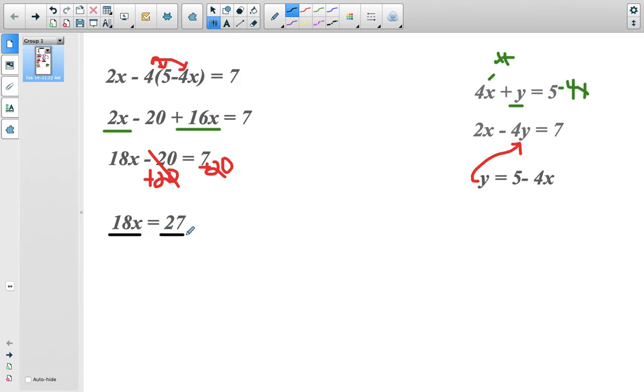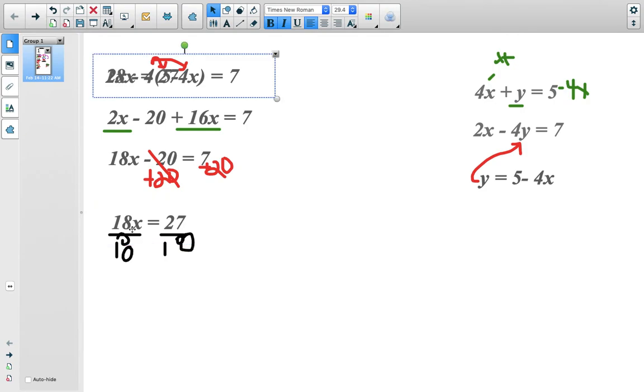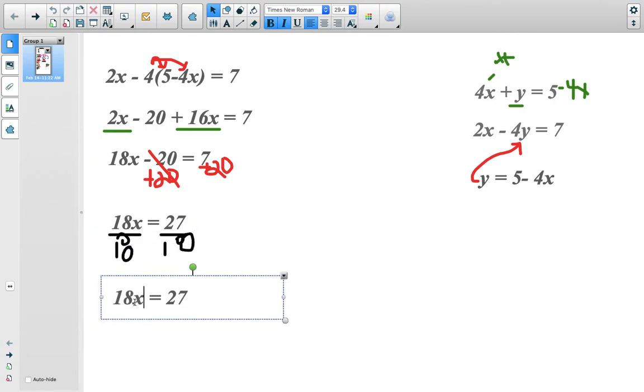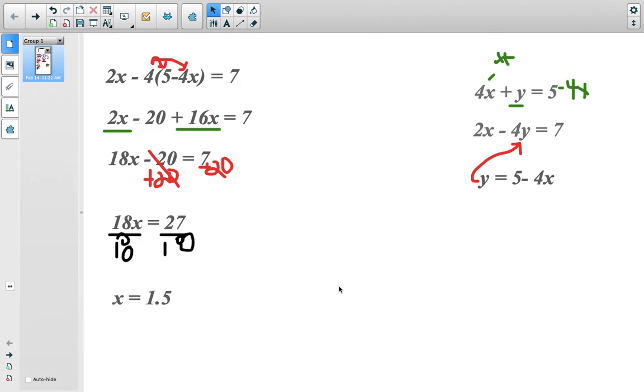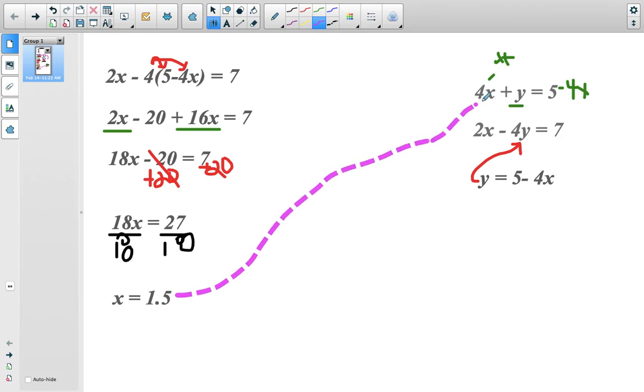Okay. And then I get x equals, I can divide those both by 9, so I get 3 over 2. 3 over 2 is the same thing as 1.5. Okay, now what do I got to do? I got to take 1.5 and plug it into any equation. So I'm going to plug it into this one here. So I got to plug it in for x because that's what x is equal to.